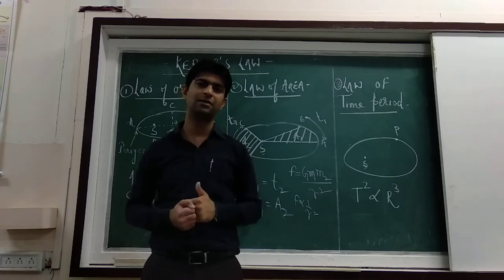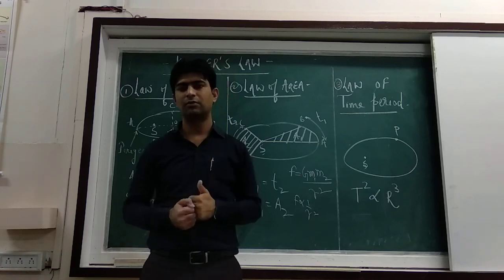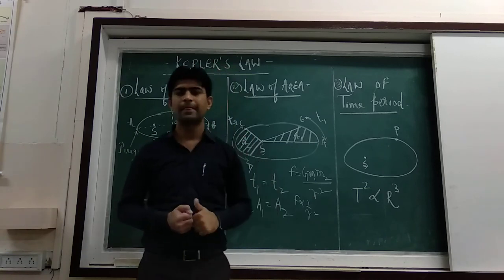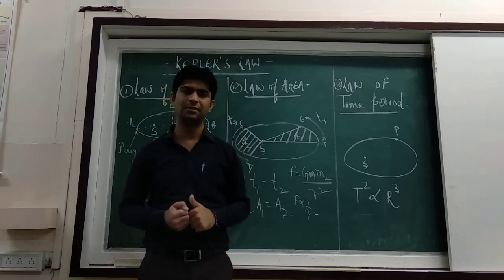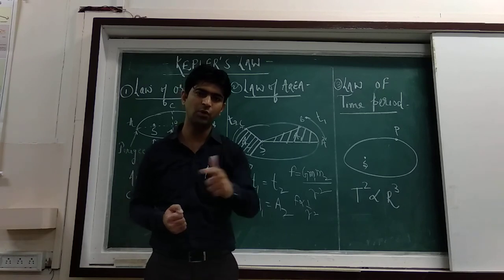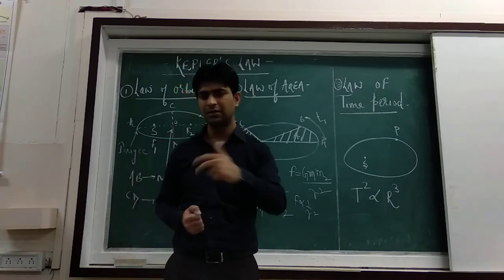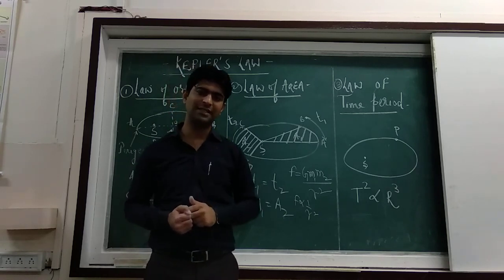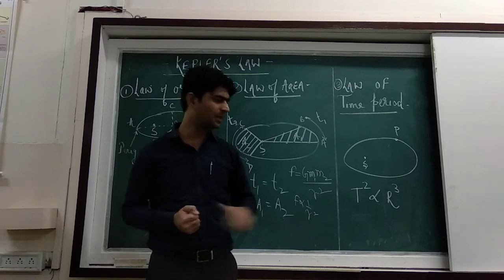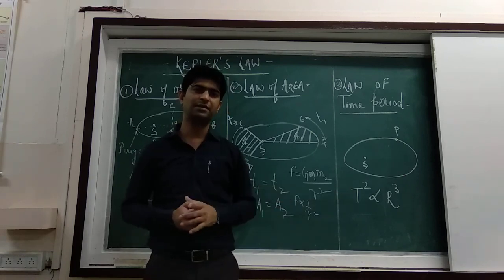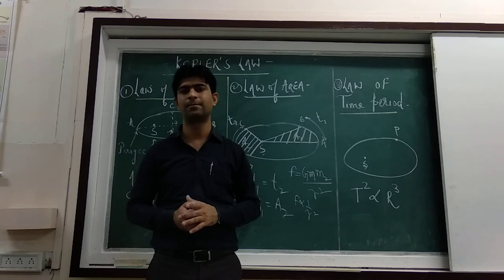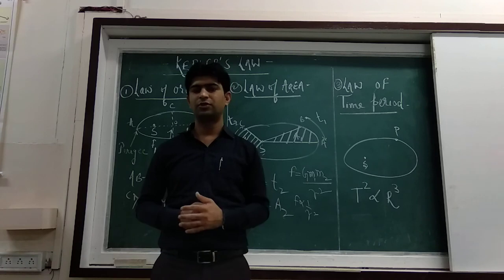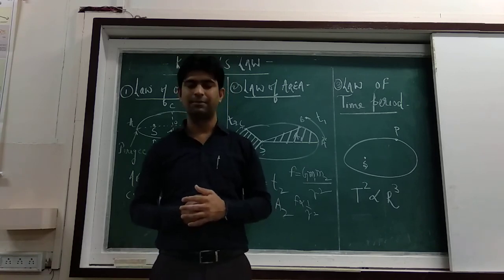The law of orbit says that the planets revolve around the sun in an elliptical orbit with the sun at one of its foci. The second law, the law of area, says that the line joining the sun and the planet sweeps out equal area in equal intervals of time. The third law, the law of time period, says that the square of the time period is directly proportional to the cube of the average distance, that is r here, between the sun and the planet. So this is all about the basics of Kepler's laws of planetary motion. In the next class we will have the derivational part also.